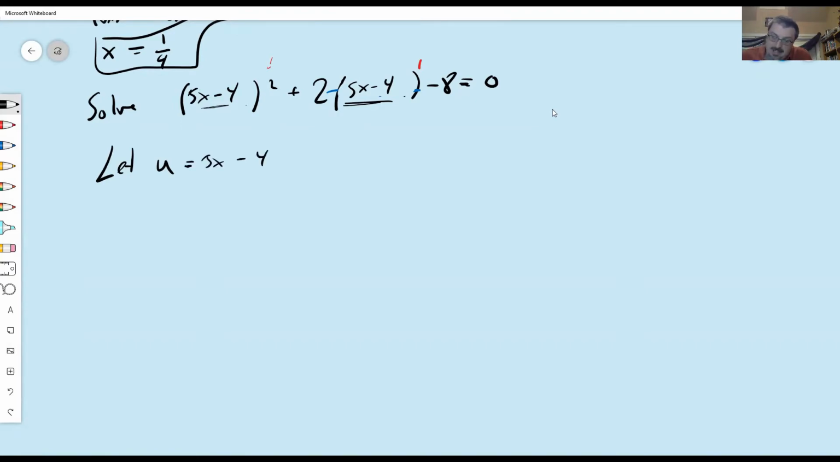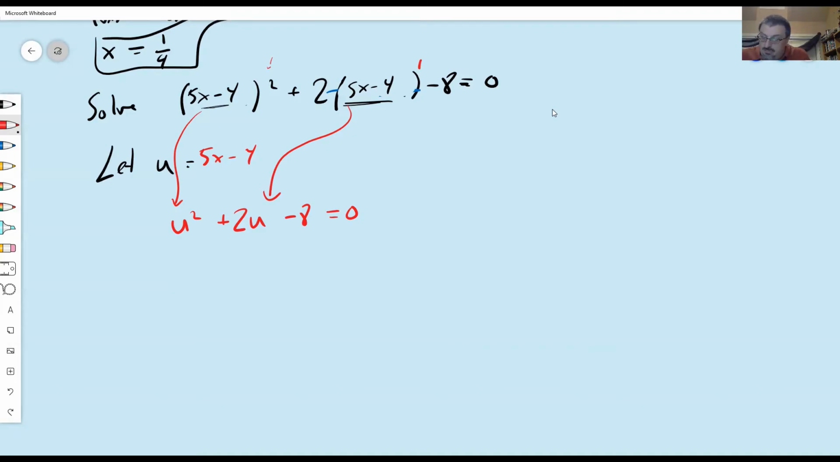Well, if I said that, then this term right here becomes u squared. This term right here becomes plus 2u minus 8 equals 0. Now it's a simpler looking equation. It's going to behave the exact same way, but it's simpler.